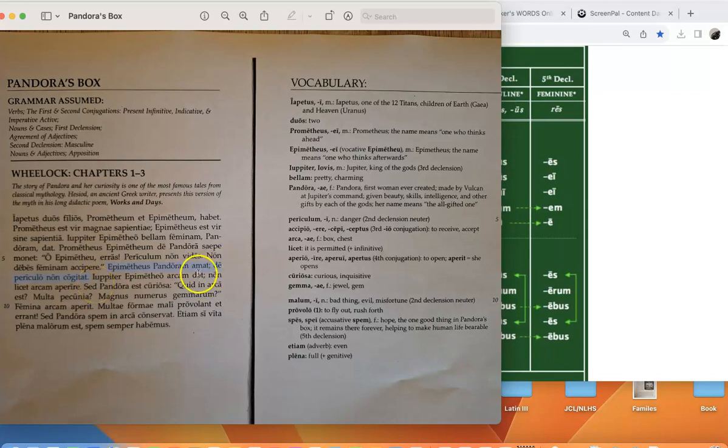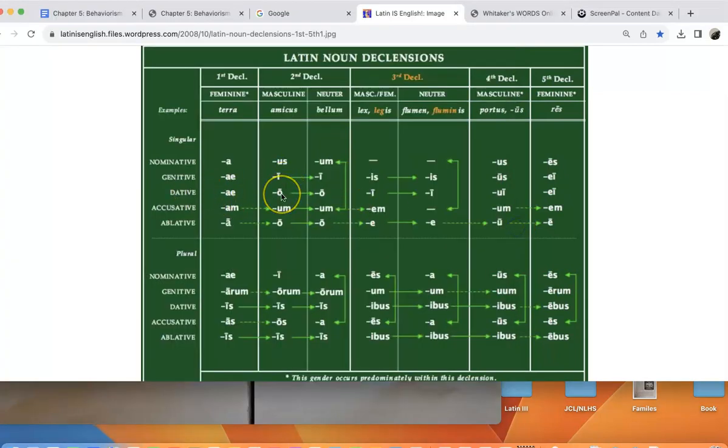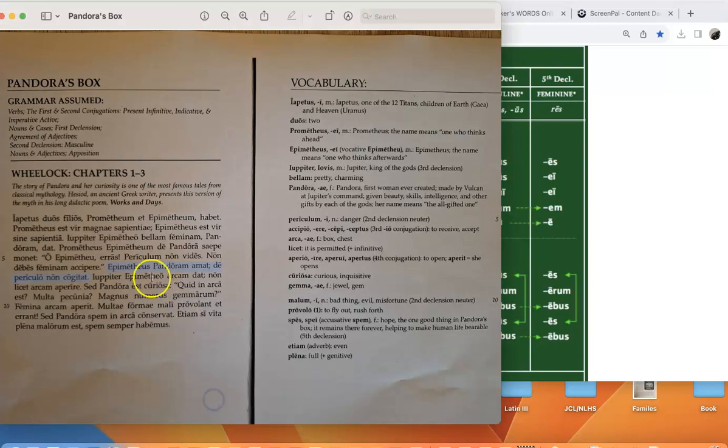And then Jupiter gives Epimetheus the box. So arcam is box, like an ark. So Jupiter gives the ark to Epimetheus. So dative is to or for whom something is done. So in English, we could just say Jupiter gives Epimetheus the box, but it might be easier for the sake of learning Latin that he gives the box to Epimetheus. Why? Because the dative generally is to or for whom something is done. So that'll help reinforce that dative case if it ends in O in second declension singular in this instance. So Jupiter gives the box to Epimetheus, and he is not permitted to open the box.